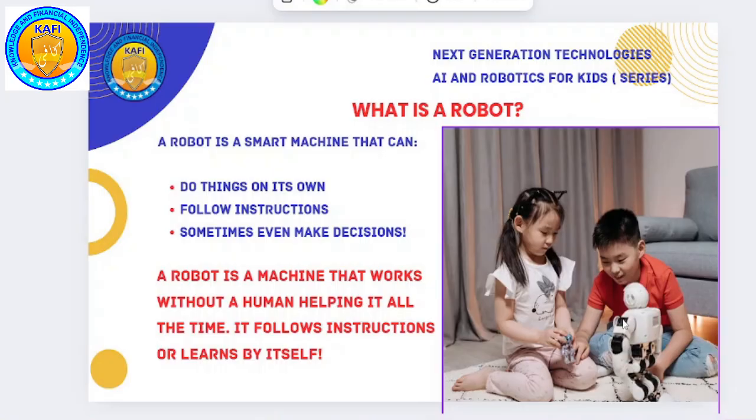Okay, so tell me, what is a robot? What is the difference between a robot and a machine? Because a robot is going to do the same thing. It is going to help you do something.